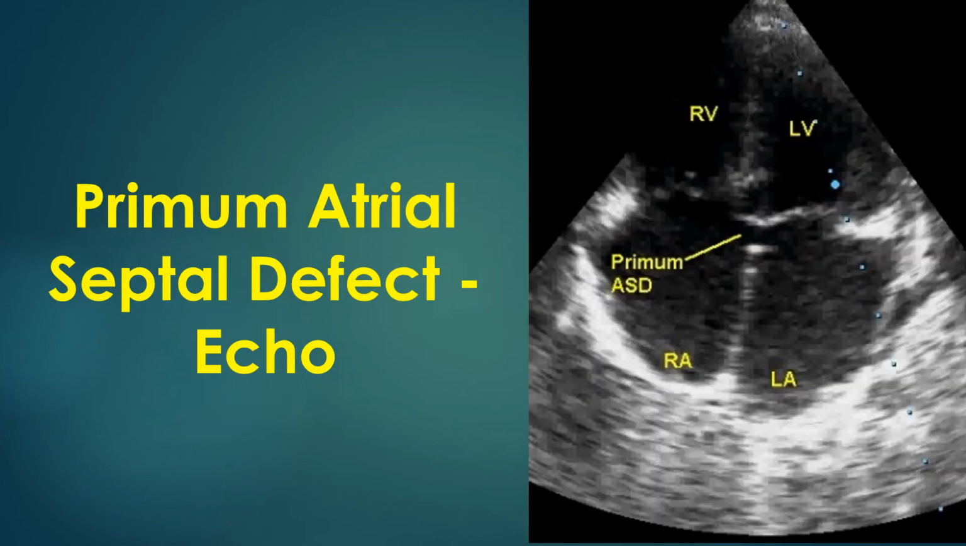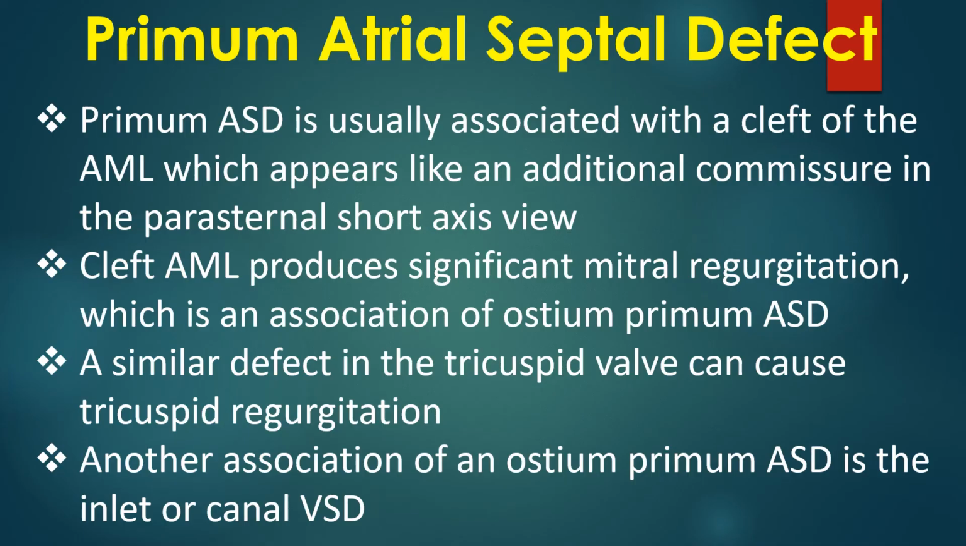Echocardiogram in apical 4-chamber view demonstrating a primum ASD. Primum ASD is part of the AV canal defect and is sometimes called a partial AV canal defect. In AV canal defects, the atrioventricular septum is absent and both AV valves are at the same level. Primum ASD is usually associated with the cleft of the anterior mitral leaflet, which appears like an additional commissure in the parasternal short axis view.